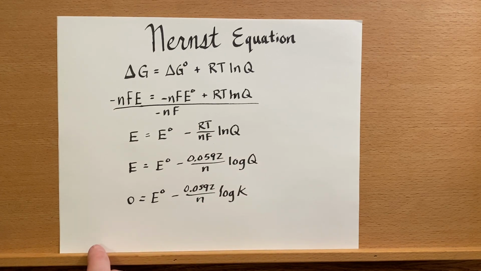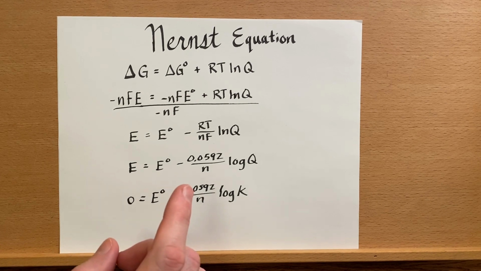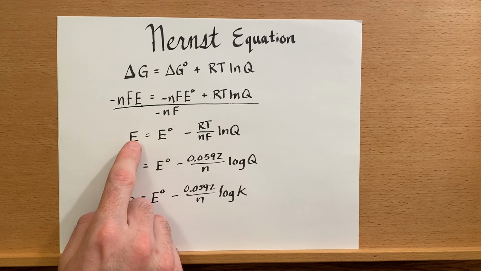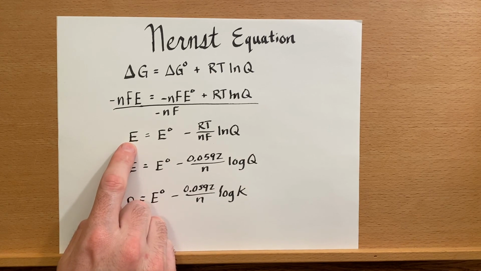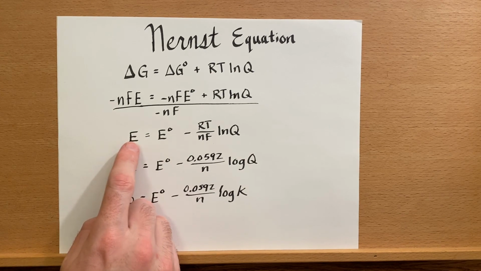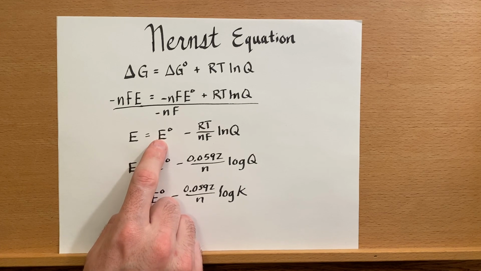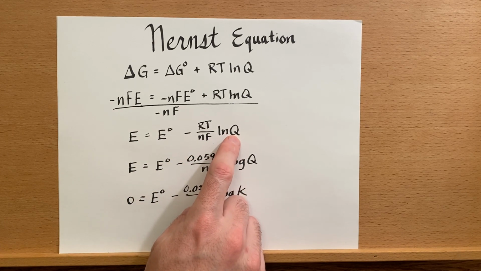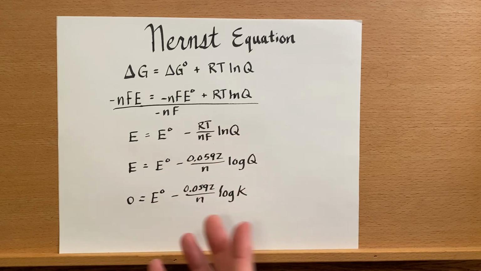Another thing that we could do is if we know all but one of the concentrations, we can measure the potential of the electrochemical cell, use our standard potentials and the Nernst equation to solve for the unknown concentration. Those are two very useful ways of using the Nernst equation. And I'm going to have some examples coming up.